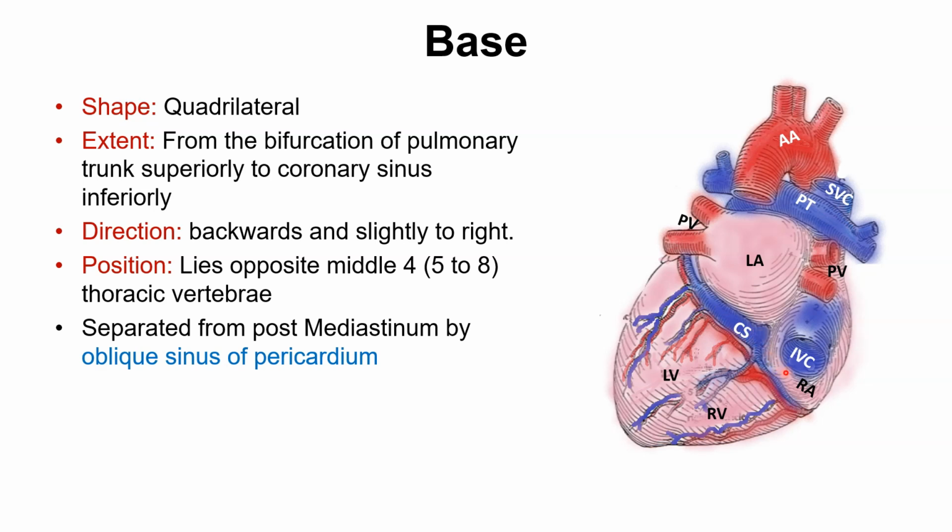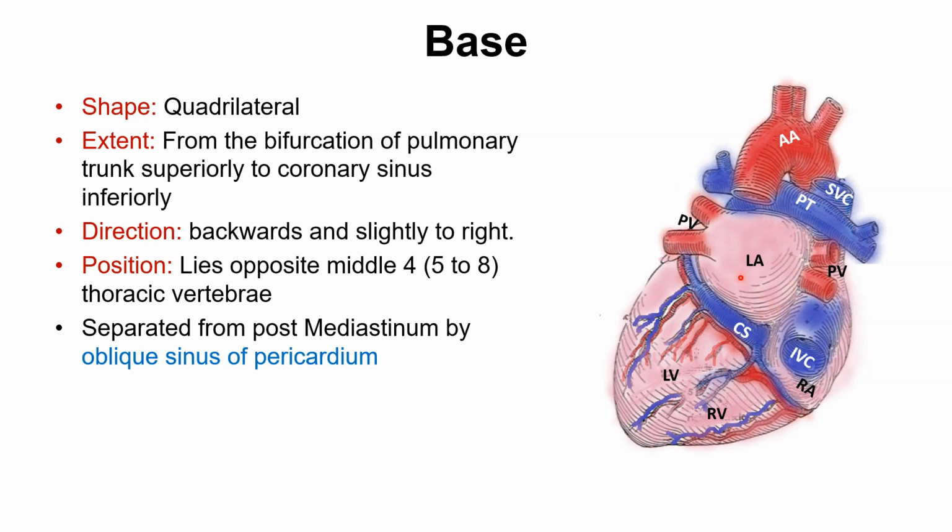The direction of the base is backwards and slightly to the right, and the base of the heart lies opposite the middle 4 thoracic vertebrae, and it is separated from the posterior mediastinum by the oblique sinus of pericardium. So recollect the oblique sinus of pericardium that was discussed during the lecture on pericardium.